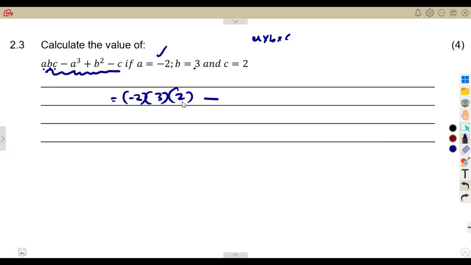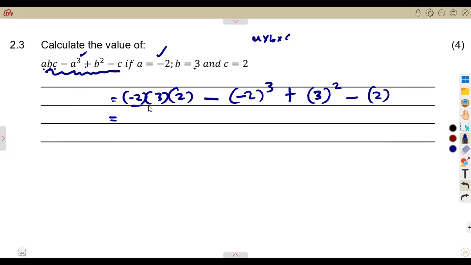So you're going to subtract A to the exponent of 3. That is A, which is minus 2, raised to the exponent of 3. Plus B squared, which is 3, but raised to the power of 2. That's 3 squared. Minus A C. That's minus our A C, which is a 2 like this. So this is what you were supposed to actually have.